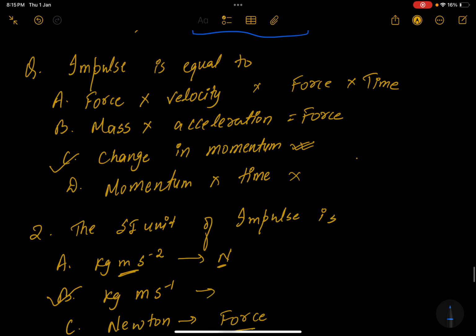Now here are some MCQ questions. Impulse is equal to force into velocity? No. Impulse formula is force into time. Mass into acceleration? No. Mass into acceleration is force. Change in momentum? Yes. From Newton's second law, impulse is change in momentum. Momentum into time? No. Force into time, not momentum into time. So these are all wrong, and option C is correct.